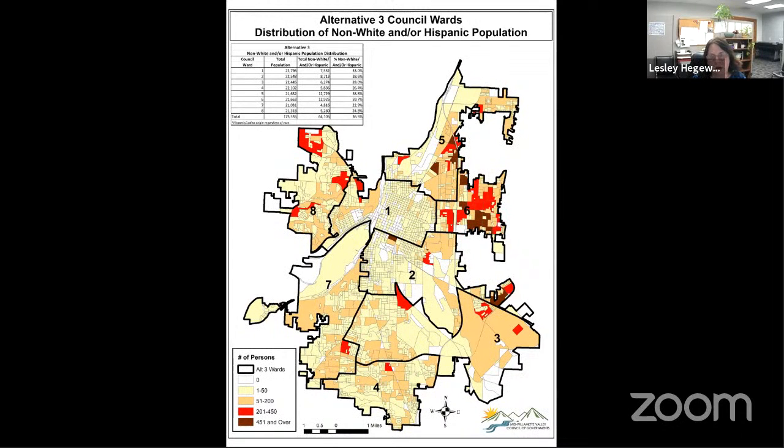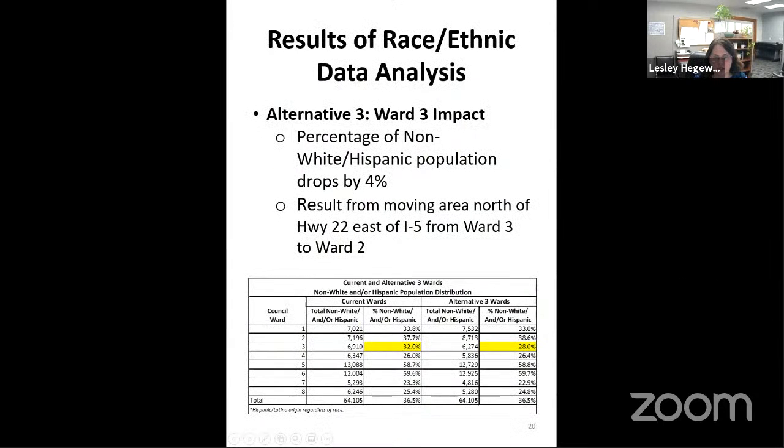Alternative 3, we're kind of seeing similar results there, mostly due to this area being moved from Ward 3 into Ward 2. And here's that table. So this one, there is a difference of exactly 4%. So it's going from 32% to 28% of the population that is non-white or Hispanic.